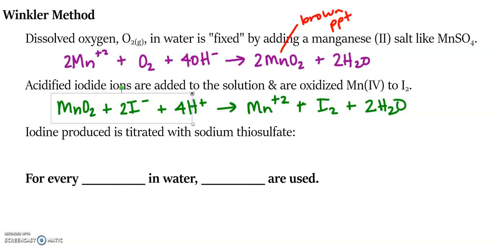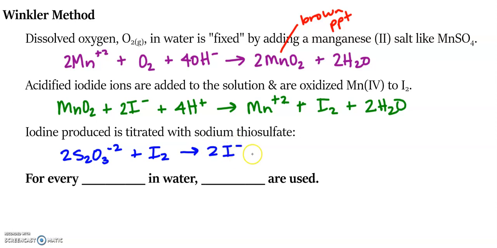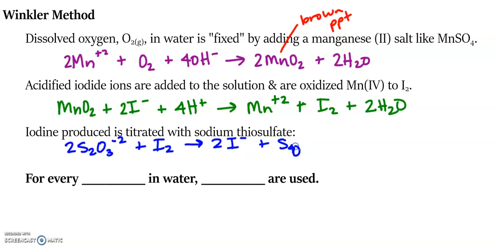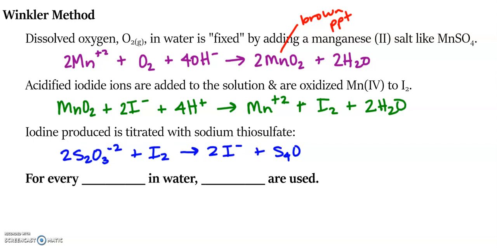So then that iodine produced, the I2, is titrated with sodium thiosulfate. So you've got 2 S2O3 2 minus plus the I2, which will form 2 I minus plus S4O6 2 minus. So kind of the big takeaway from this is for every 1 mole of O2 in your water, 4 moles of S2O3 2 minus are used.